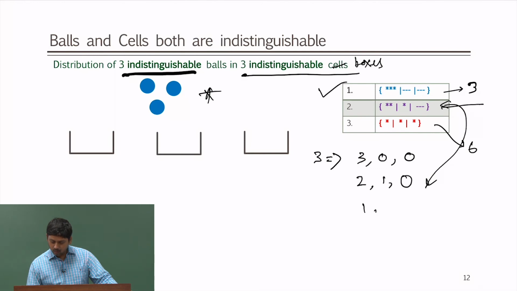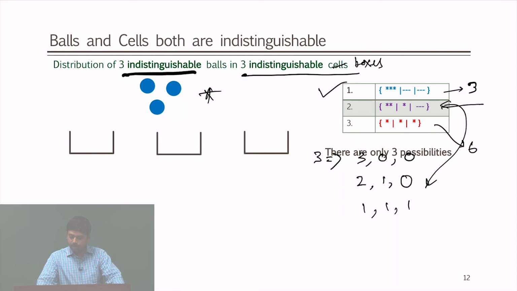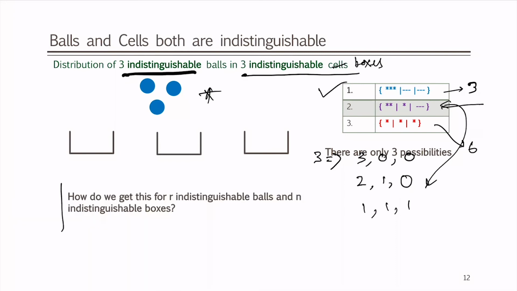or 1 1 1. Now, what will happen if I have R indistinguishable balls in N indistinguishable cells? How do we get R indistinguishable balls in N indistinguishable boxes? This is again something that I have to come back to later on, but I will just give you a glimpse of it. It is called integer partitions, the partition of an integer. We will briefly discuss that, however, it is not so important for this particular course.